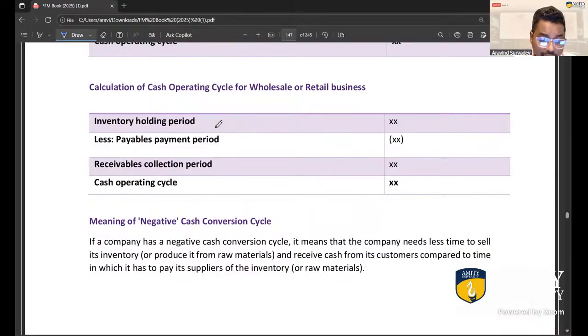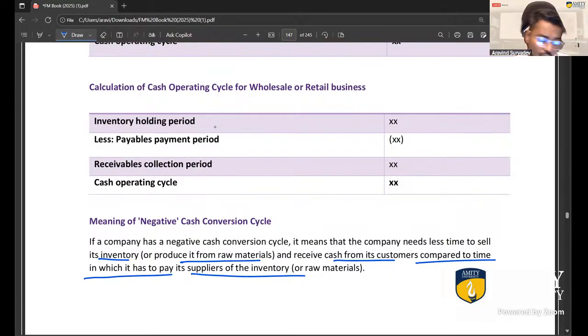Meaning of a negative cash conversion cycle. If a company has a negative cash conversion cycle, it means that the company needs less time to sell its inventory or produce it from raw materials and receive cash from its customers compared to the time in which it has to pay its suppliers of the inventory or raw materials.